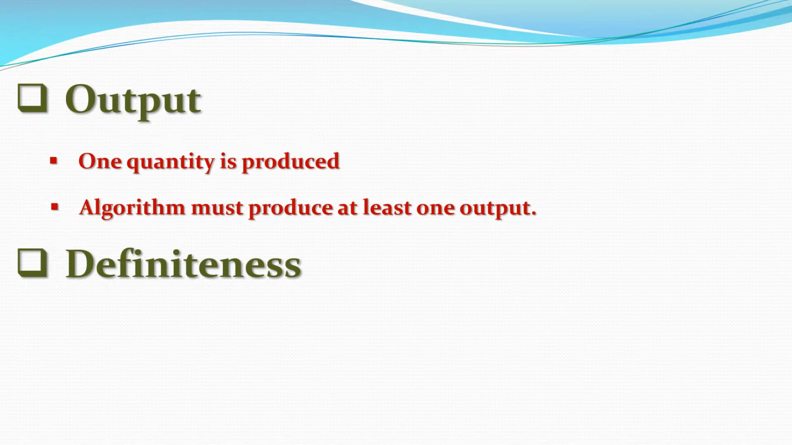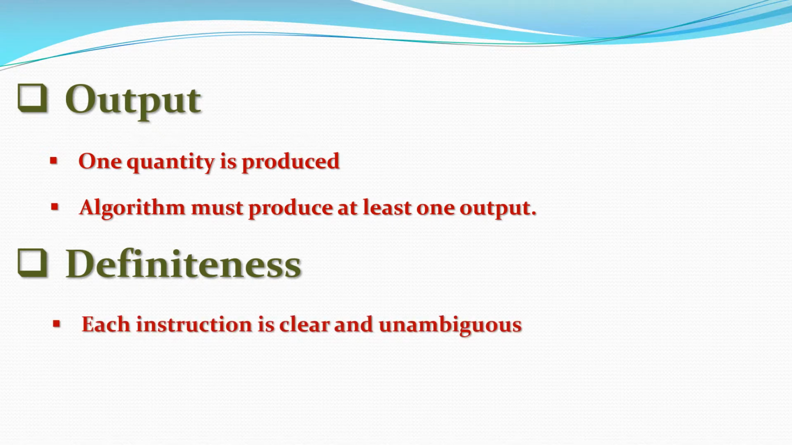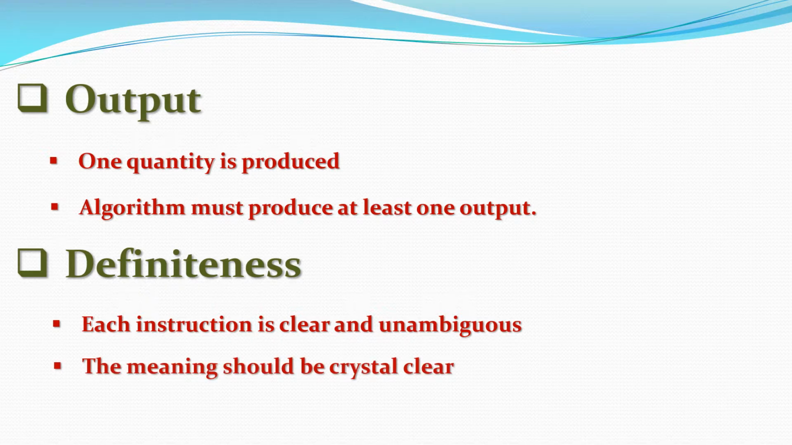Definiteness. Each instruction is clear and unambiguous, which means every instruction used in our algorithm must be unambiguous, the meaning should be crystal clear. So, that's why it is called: each instruction is clear and unambiguous.